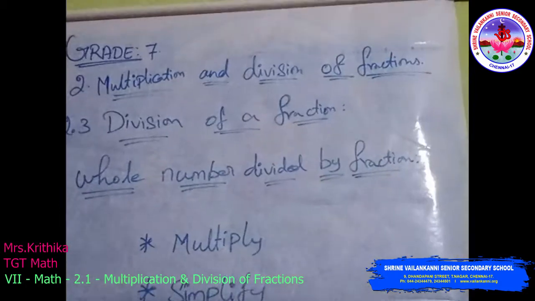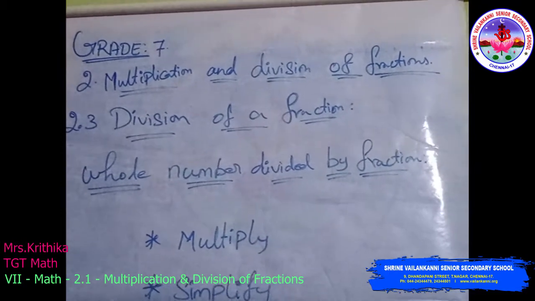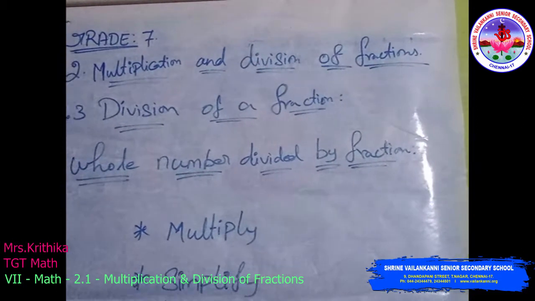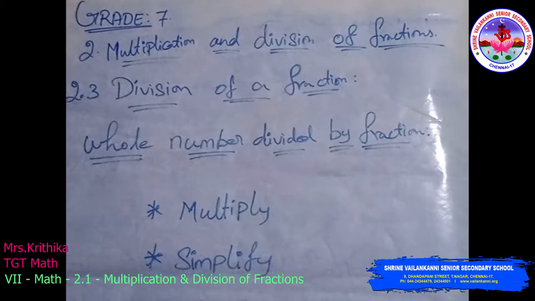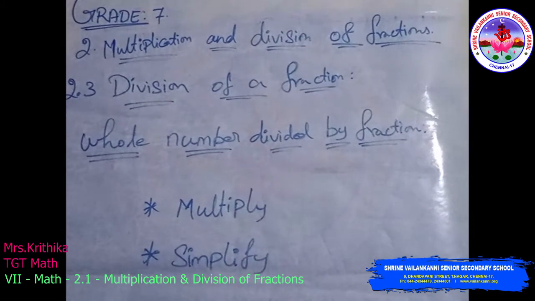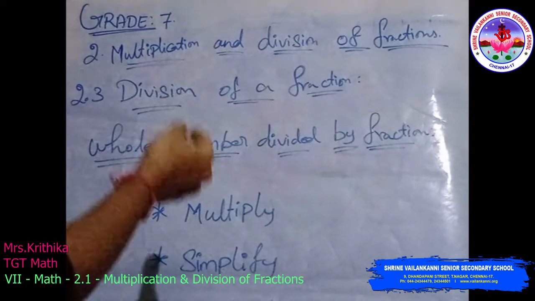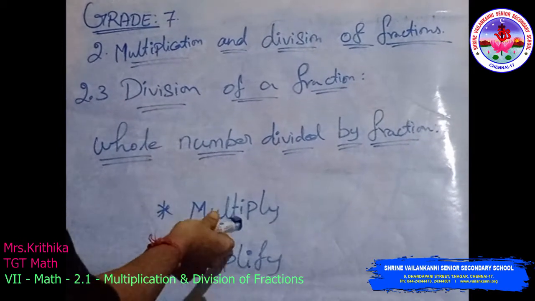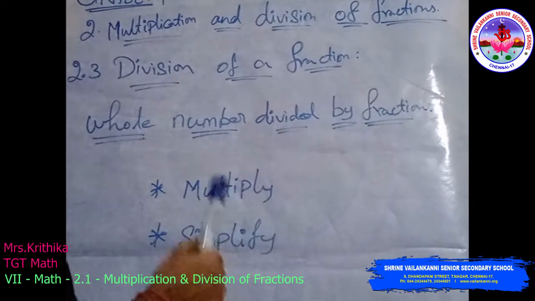The next section is 2.3, division of fractions, whole number divided by fraction. Division of a number by another number is the same as its multiplication with the reciprocal of the divisor. To divide a whole number by a fraction, first multiply the whole number with the reciprocal of the fraction. Second, simplify the final fraction.